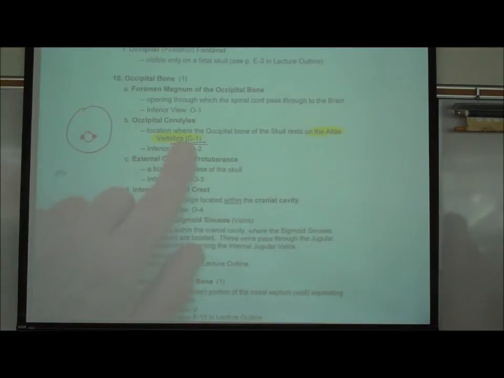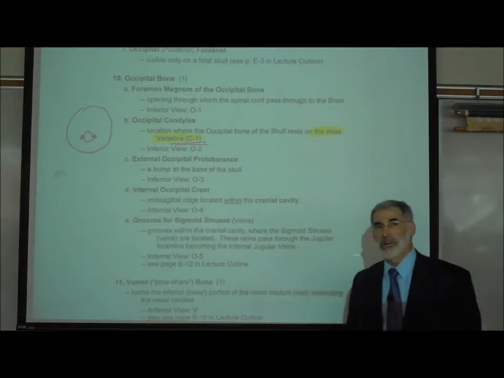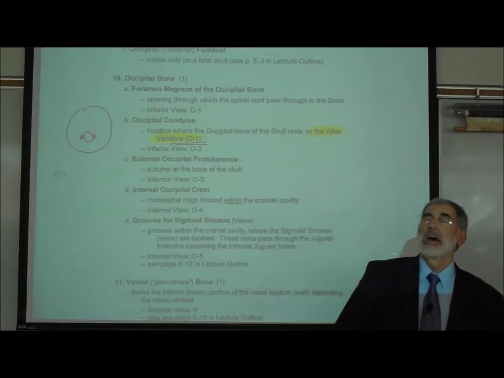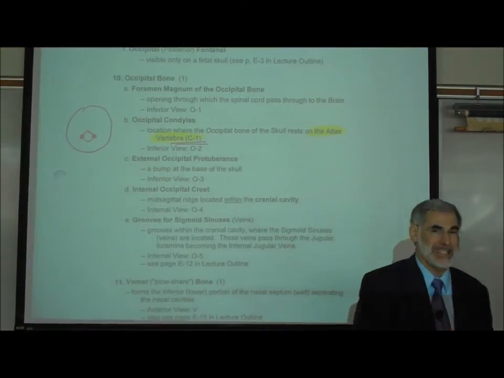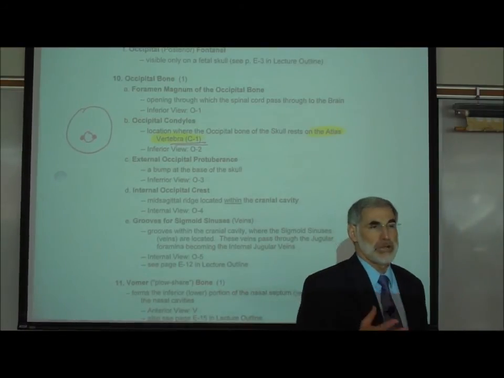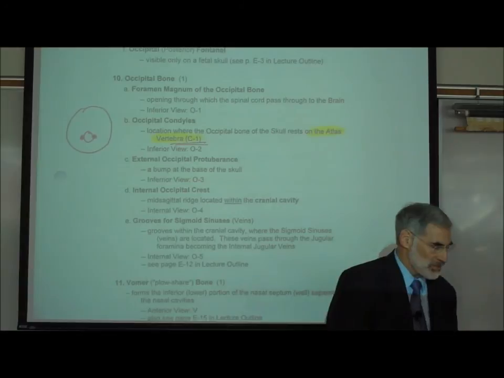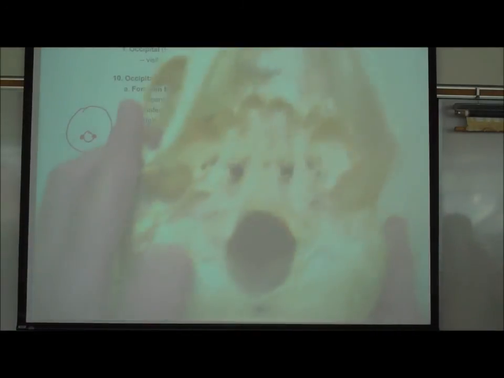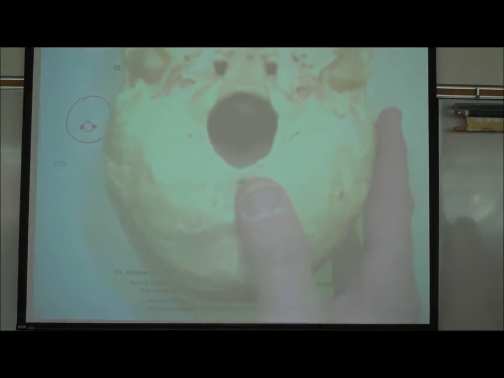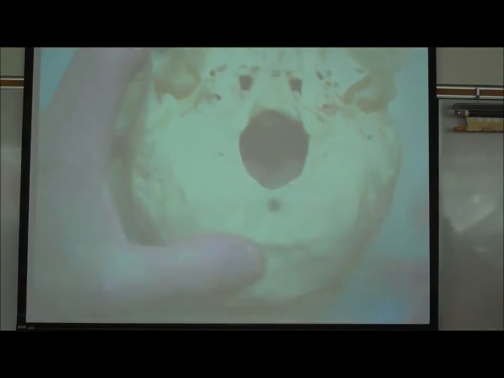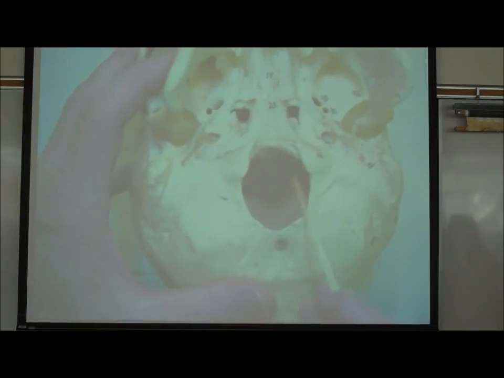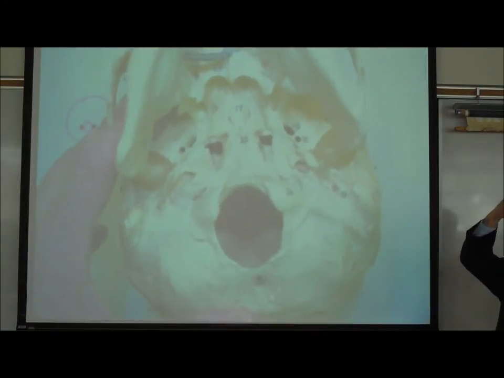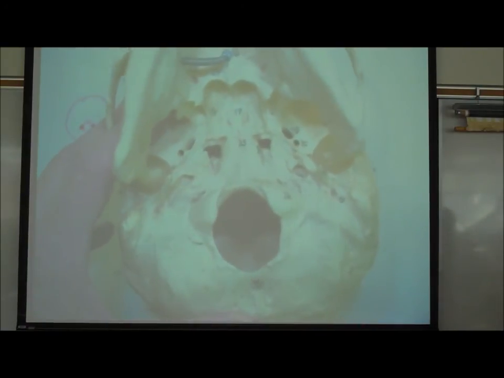The occipital condyles. How many times did that word condyle come up? A lot. Every time it comes up, I remind you of what it means. Words mean something. A condyle is a rounded part of a bone where it attaches to another bone. So on both sides of the foramen magnum, there are these rounded bumps right here and here. These are called the occipital condyles. And what they attach to is the very top vertebra of the vertebral column.